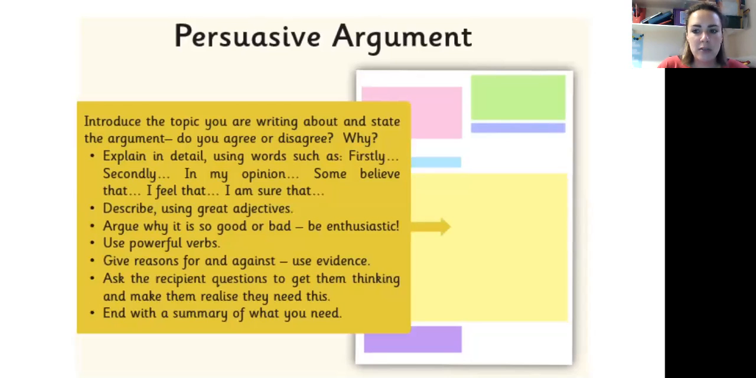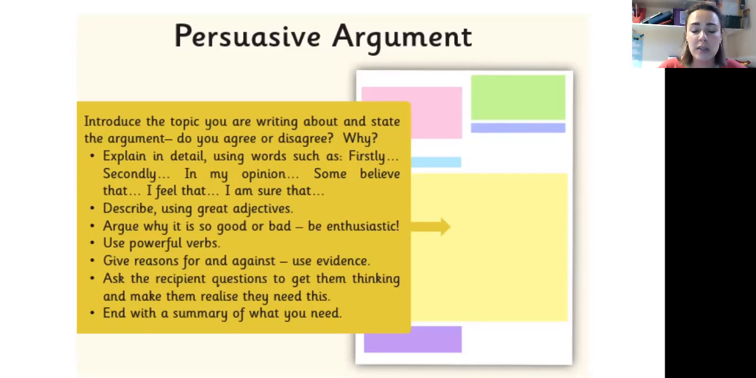The main bulk of your letter is to do with persuasion. You're going to think about whether Jemmy should stay on the island of Tierra del Fuego or whether he should travel with those visitors. So you need to introduce the topic you're writing about and state the argument. Do you agree or disagree and why? And then you need to think about explaining in detail. You can use words like firstly, secondly, in my opinion, some believe that. You can use some good adjectives to help your persuasion, to help your argument. You need to argue why it's so good or bad. You need to be enthusiastic, either about him staying on the island or traveling with the visitors.